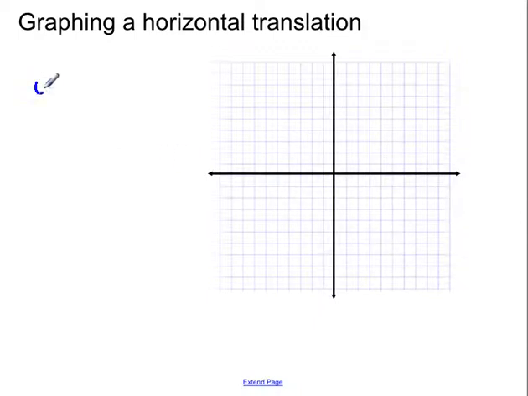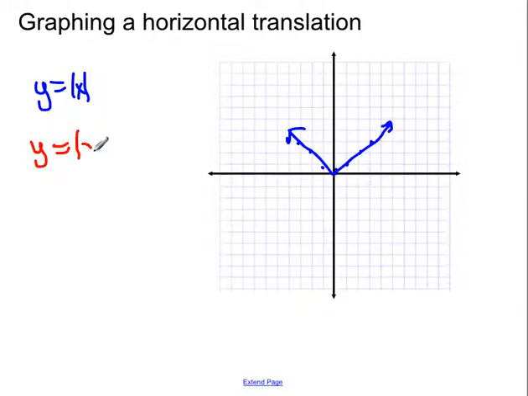So we're going to look at the graph of y equals the absolute value of x. Okay, and I'm going to graph that one in blue to start with. Okay, and then I'm going to look at the graph here of y equals the absolute value of x plus 2. Okay, I'm going to take my x values and I'm going to make a t-table. So if I plug negative 2 in, then I get 0. So I'll plot the point negative 2, 0.